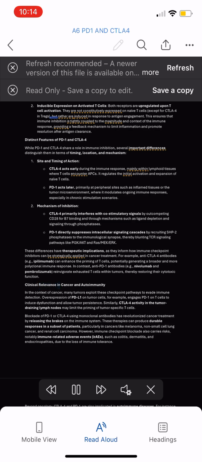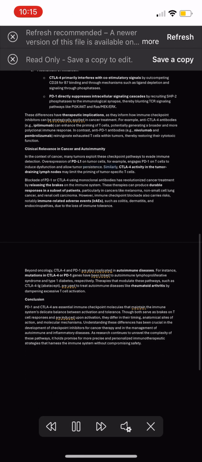Clinical relevance in cancer and autoimmunity. In the context of cancer, many tumors exploit these checkpoint pathways to evade immune detection. Overexpression of PDL1 on tumor cells, for example, engages PD1 on T cells to induce dysfunction and allow tumor persistence. Similarly, CTLA4 activity in the tumor-draining lymph nodes may limit the priming of tumor-specific T cells.